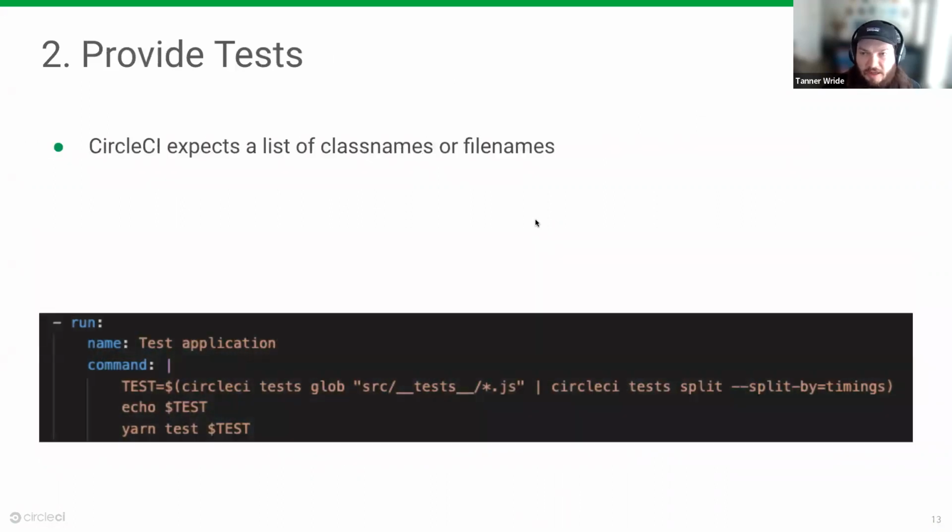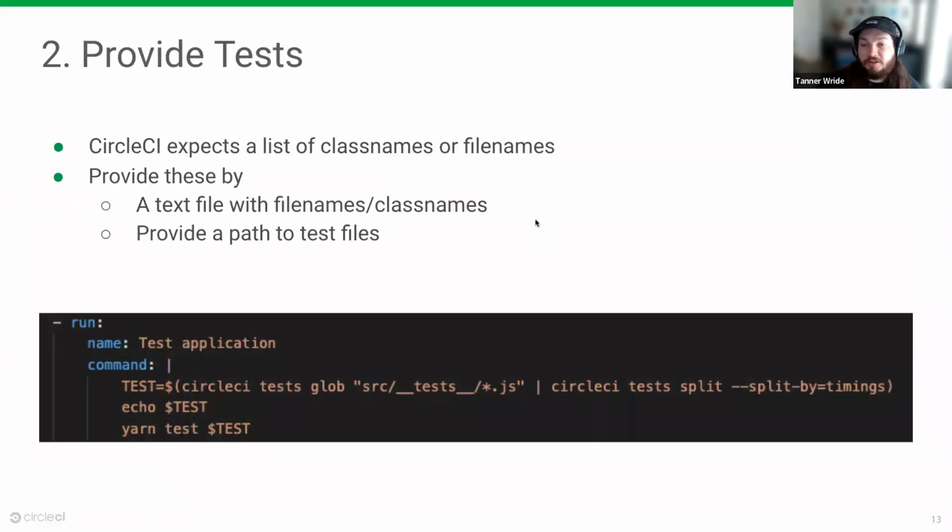All right, so let's look at the first half of this command. CircleCI is going to expect a list of class names or file names, like I mentioned. So what you'd want to do is provide these, and there's a few different ways you can do that. You can provide these by a text file with your file names or class names, pointing to a certain text file with those file names and class names, or you can provide a direct path to your test files, or as you can see in this screenshot, we can pipe a glob of test files. And that's what we're going to do for our example today, is we'll be using this globbing method.